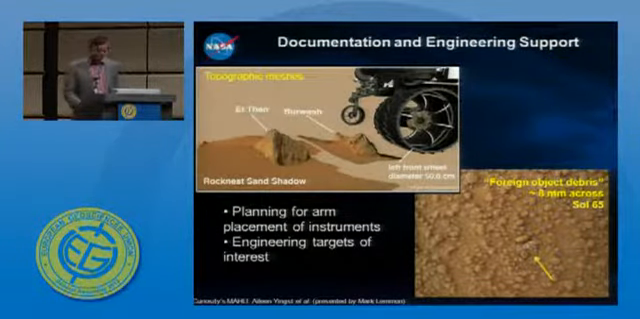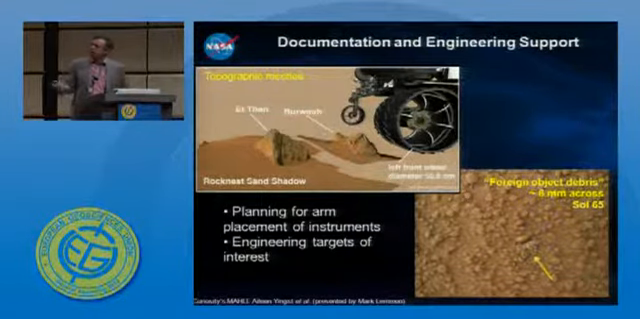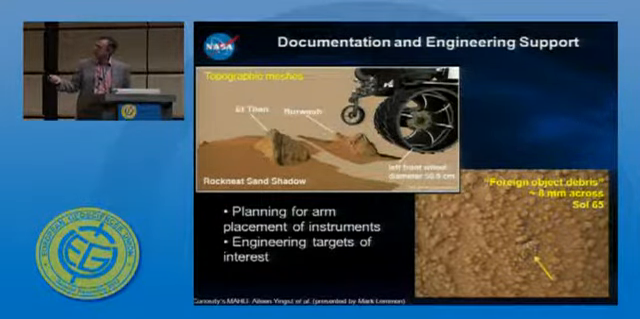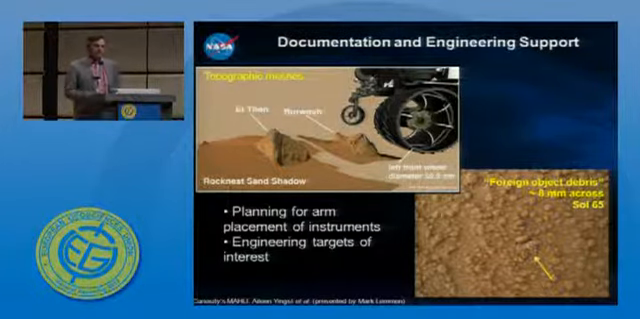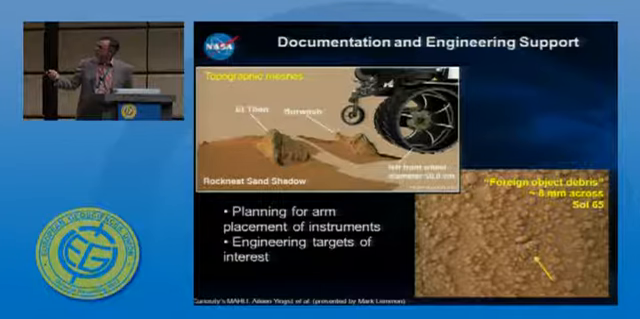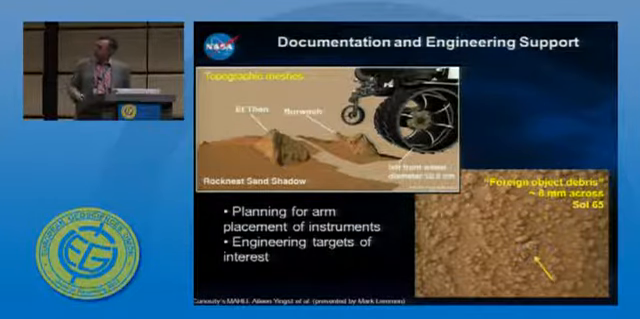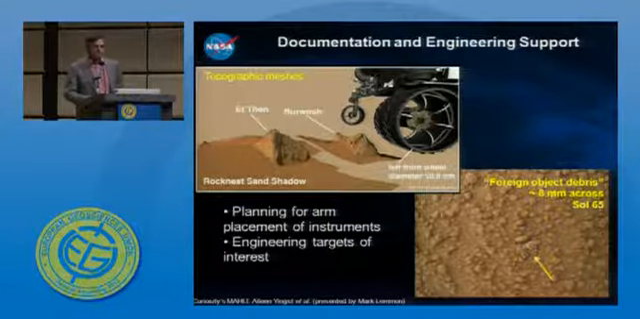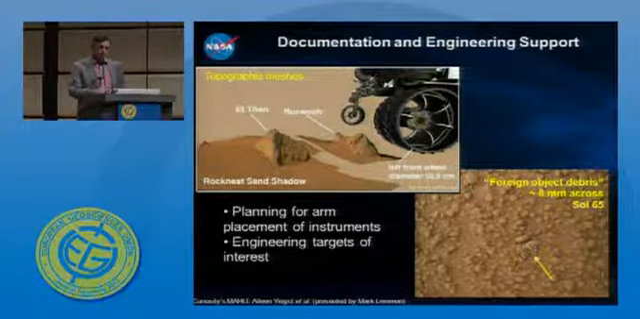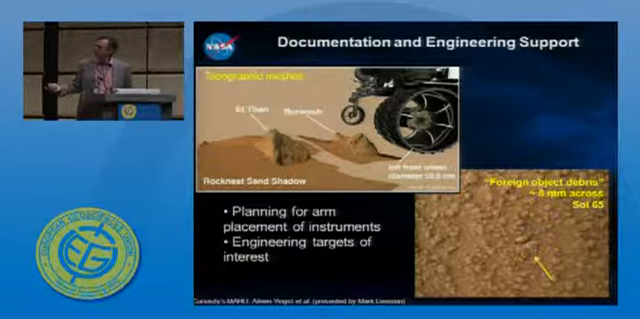So MOLLE is also used for documentation and engineering support. You see here the topographic meshes that can be created. MOLLE can be placed side by side for stereo imaging. And this is two targets in the Rocknest sand shadow area and then in Burwash. And there is the rover wheel for scale. So the topographic meshes can be created from the stereo images, imported into planning software, and used to plan further things like, for example, APXS contact or sample acquisition.